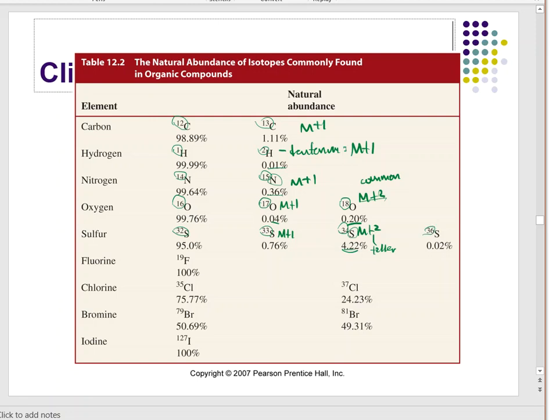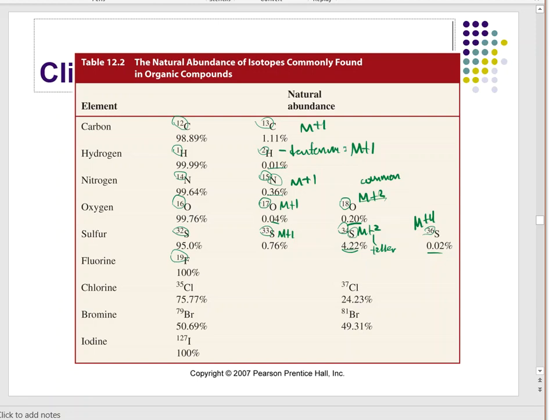And then sulfur 36, if it starts out to be 32, this is an M+4 peak. But look at this guy, 0.02%. Give me a break. I probably never will even see it on the spectrum. If I zoom in real close, I'll see it. But just at a normal glance, no big deal again.